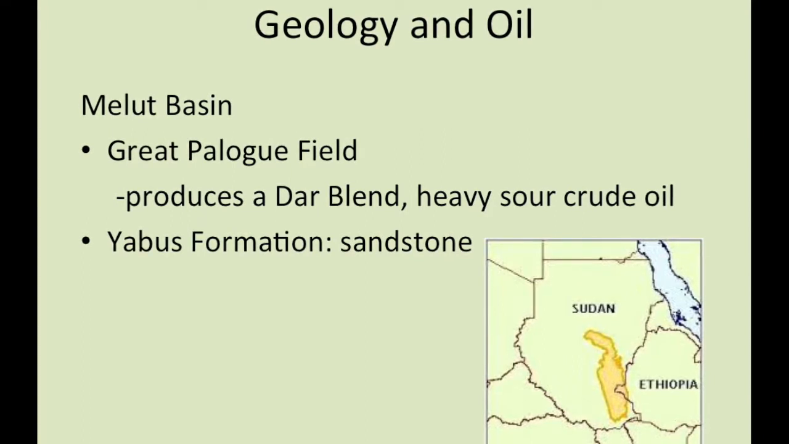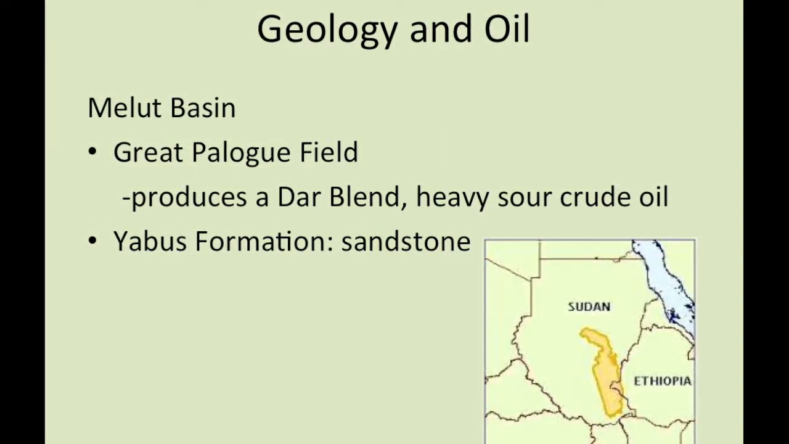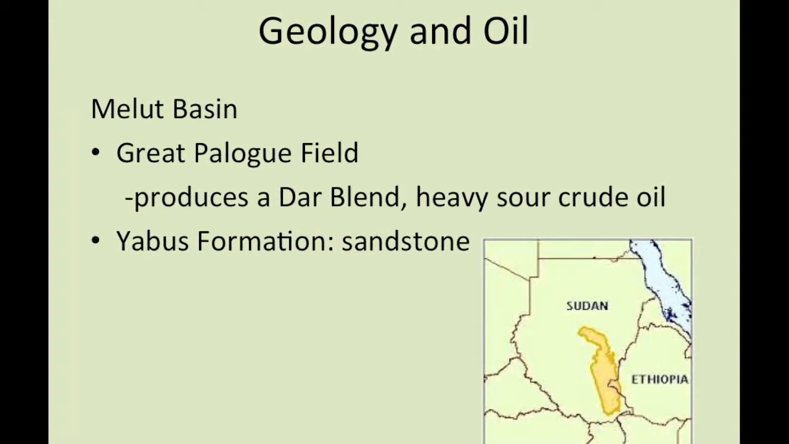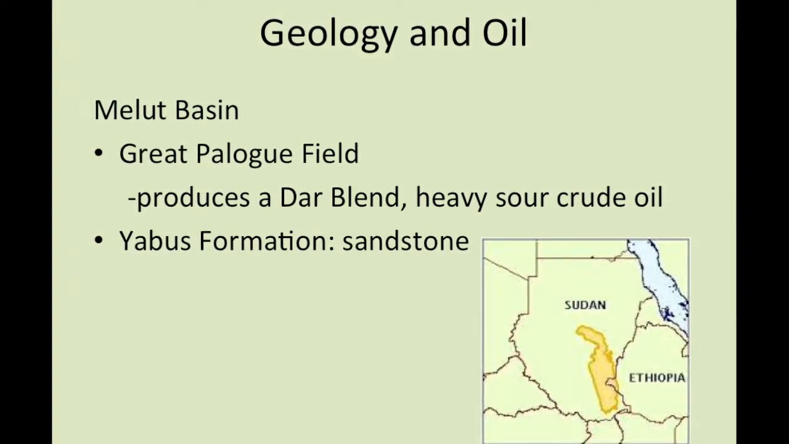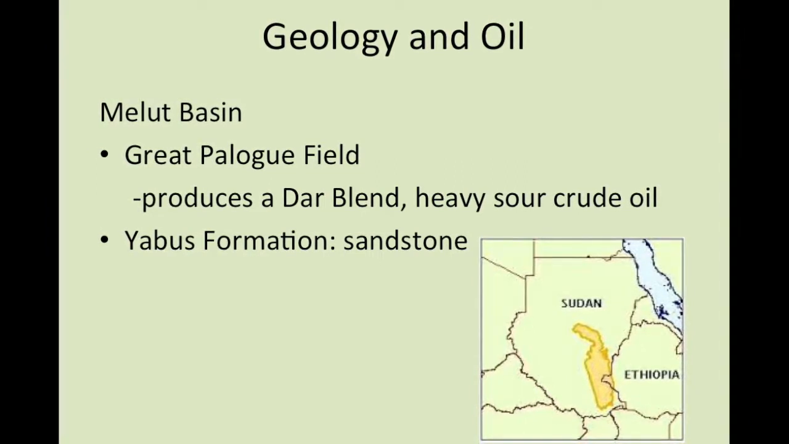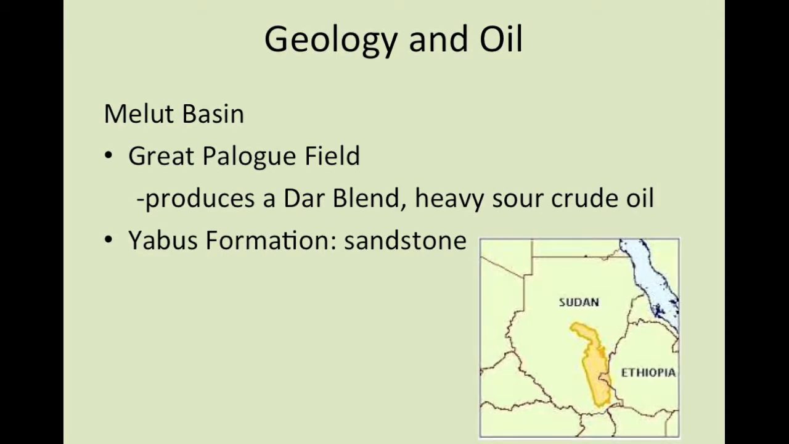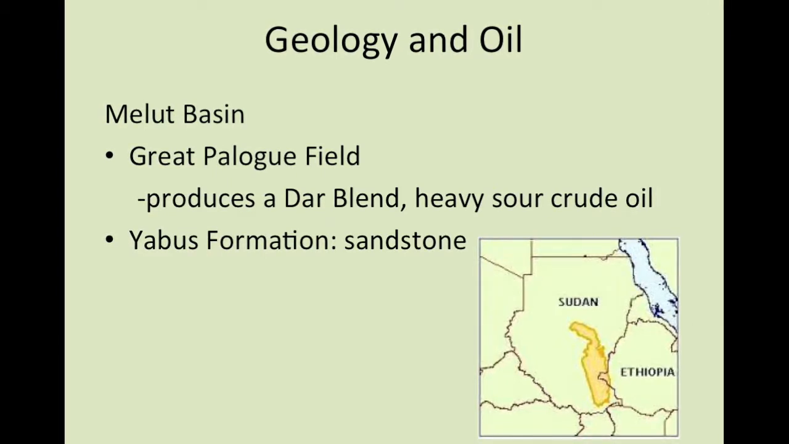The Great Palog Field, which is operated by the Dar Petroleum Operating Company, produces a Dar blend. This is a heavy, sour crude oil. This field has about 900 million barrels of proven reserves. The Yabus Formation is the main reservoir, and that is a sandstone reservoir.